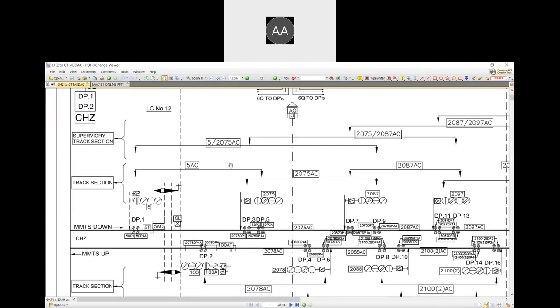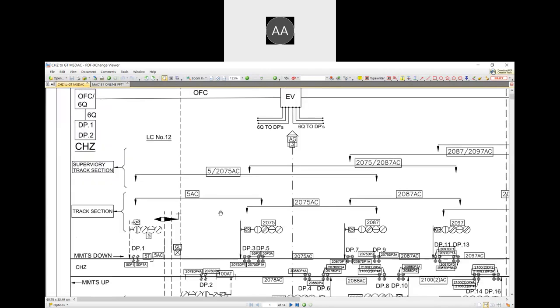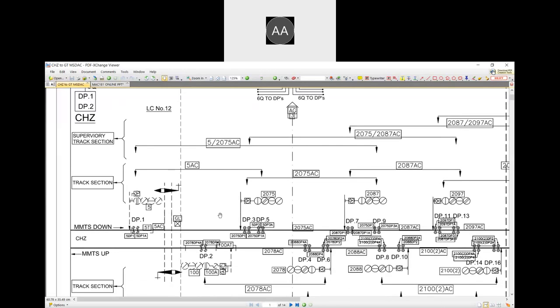Along with that, we provided supervisory track sections also. For each two track sections, we provided one supervisory track section. The supervisory track section helps the normal track sections for resetting purpose.